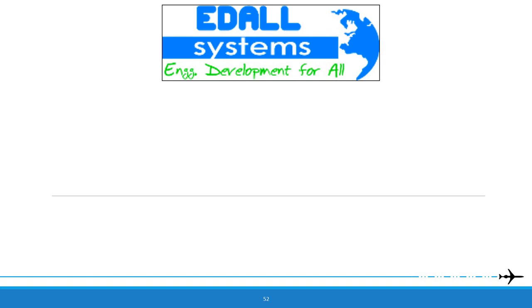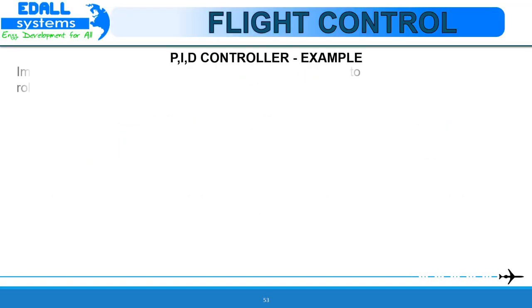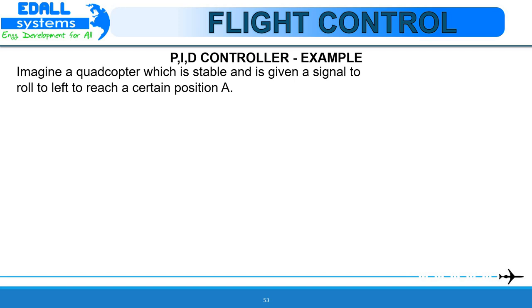In our previous session, we had discussed the controllers and types of controllers. Now let us start off with the quadcopter example. PID stands for Proportional, Integral and Derivative controller. The main aim of this example is to roll the drone to the left to reach position A.